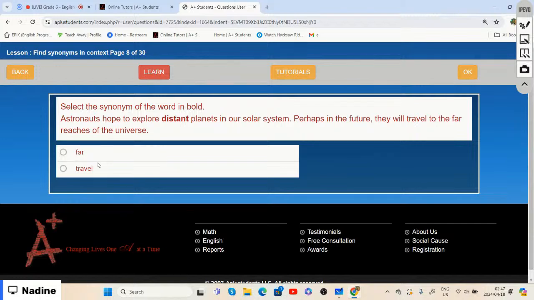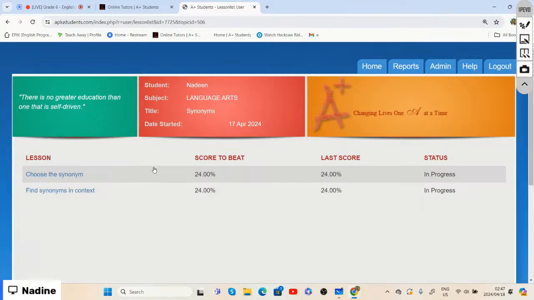All right, so this is now the end of our lesson on synonyms. We said synonyms are words with the same meaning or words with almost the same meaning. We made a few examples of synonyms. We had to find the synonym in context and we also had to choose the correct synonyms.